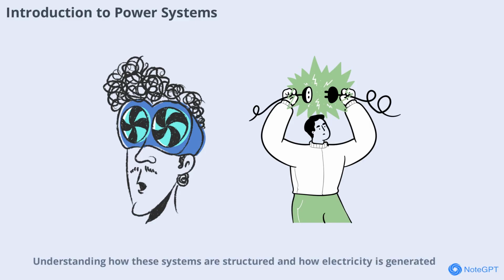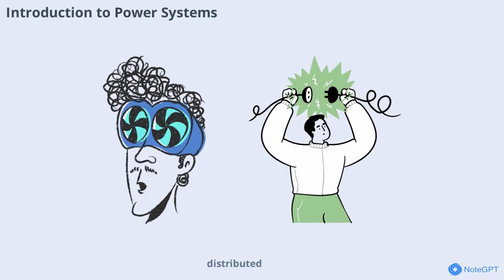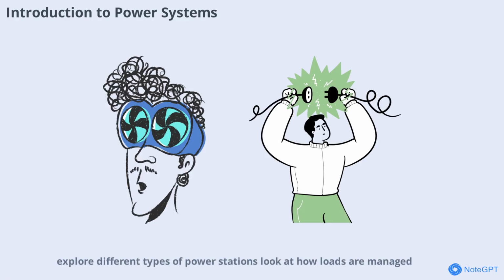Understanding how these systems are structured and how electricity is generated, distributed, and billed is essential for anyone interested in energy or engineering. In this video, we'll break down the main components of a power system, explore different types of power stations, look at how loads are managed, and finally discuss how tariffs are structured.